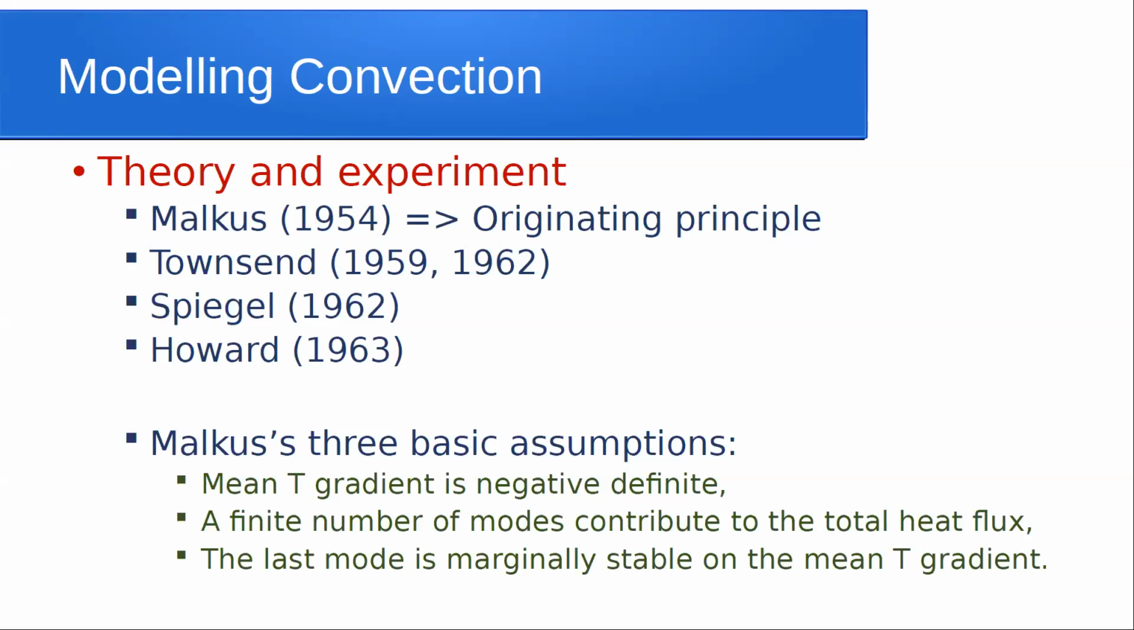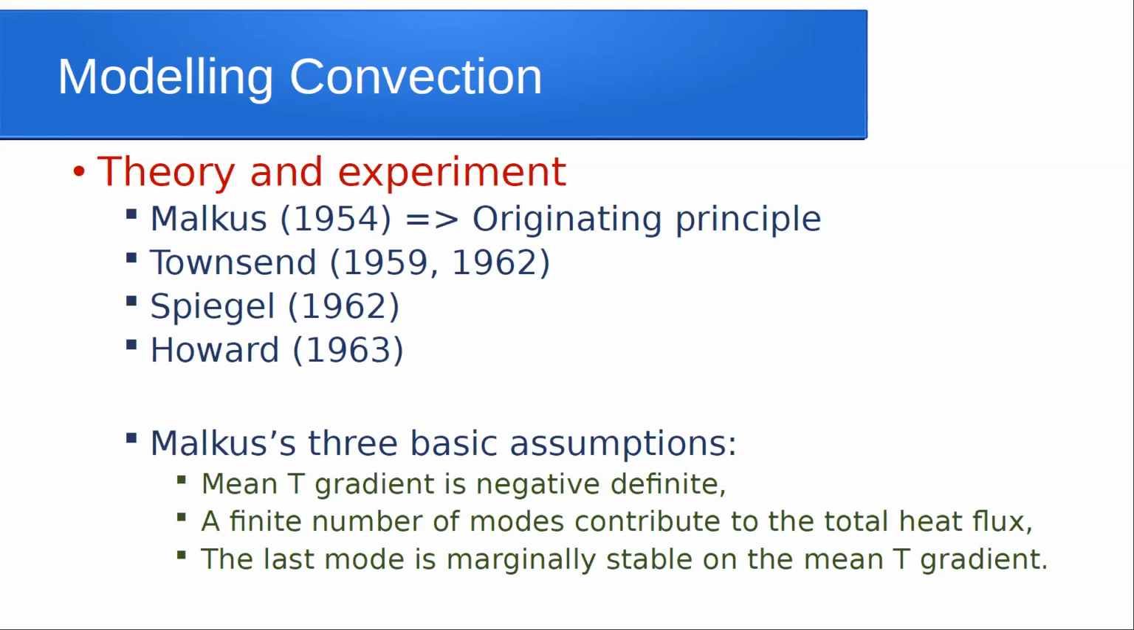So Malkus basically said, okay, we have this really turbulent system, and we want to break it down into pieces that we can try to describe analytically as best as possible. So his principle is basically to look at the heat flux. This is the average of the temperature and the vertical velocity, and describe it as a modal decomposition. So it's basically kind of like a Fourier series.